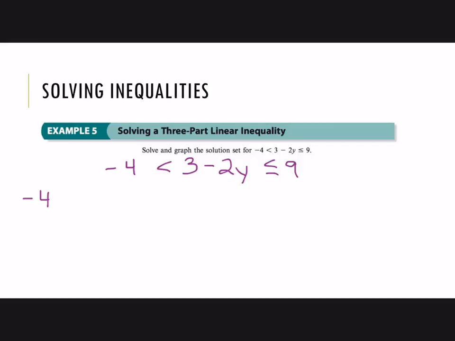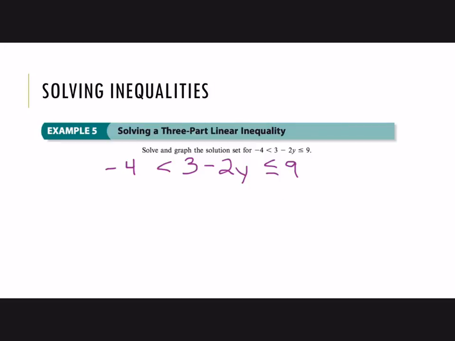So you could solve negative 4 is less than 3 minus 2y. And then you could also solve 3 minus 2y is less than or equal to 9. Or you could just solve this all at once with the 3 parts. So I'm going to show you that method.